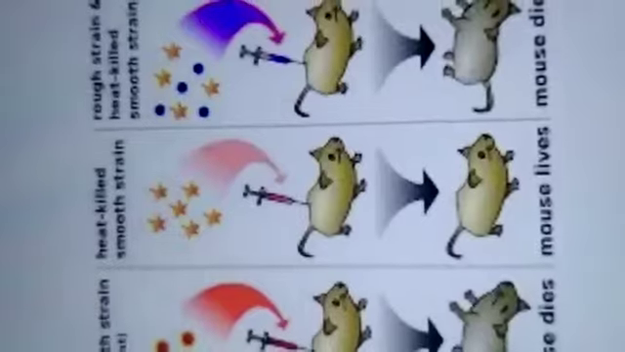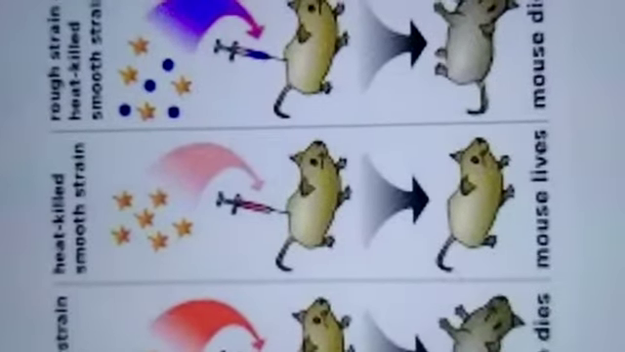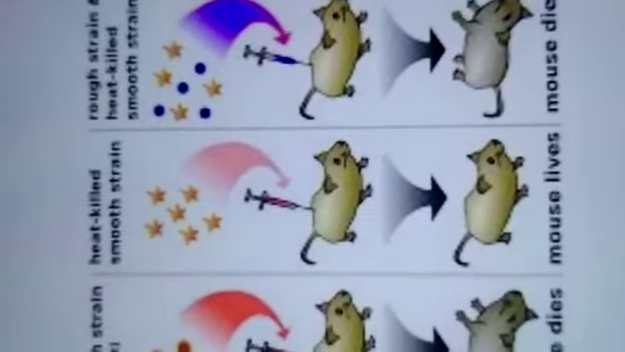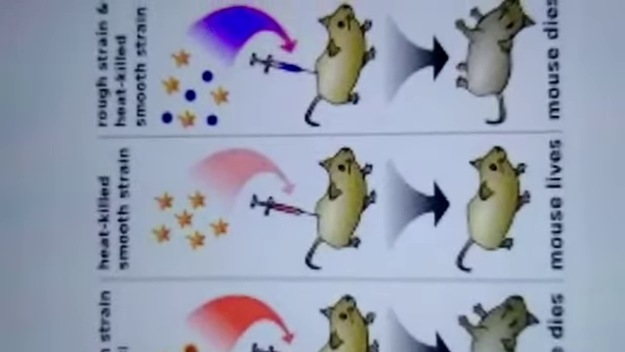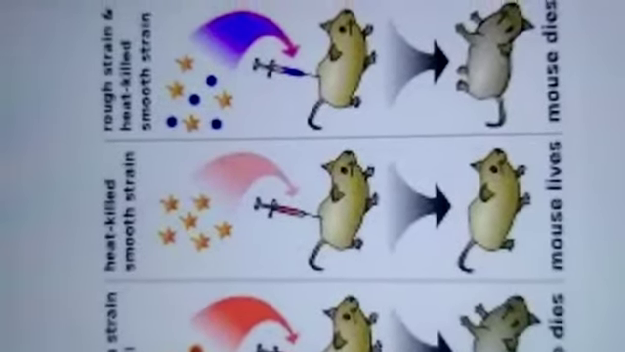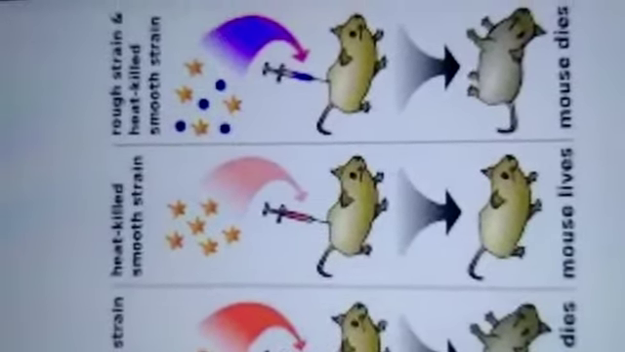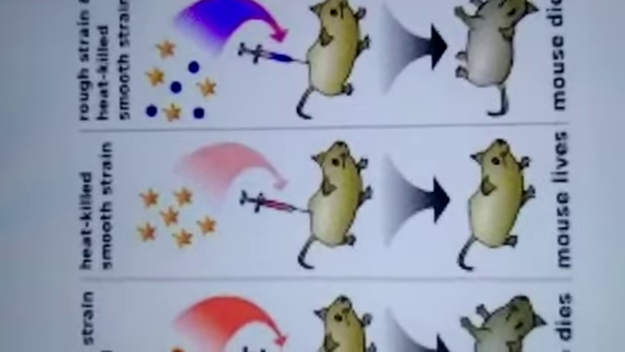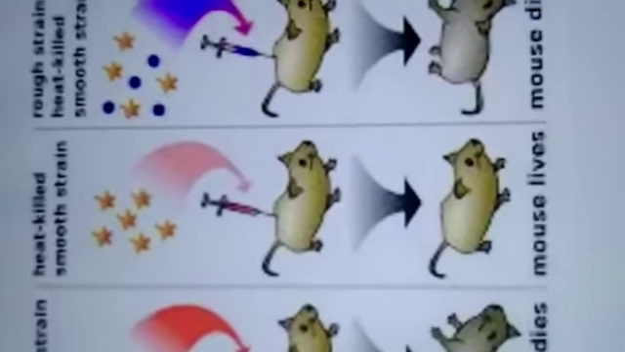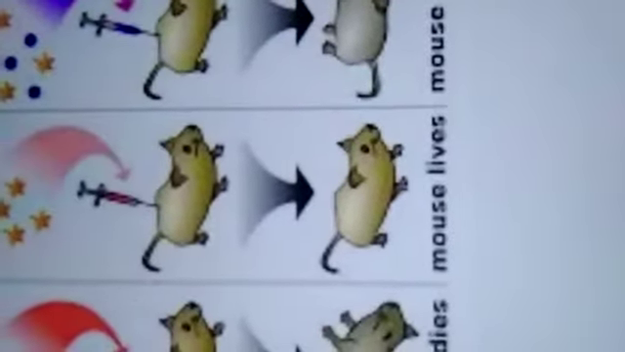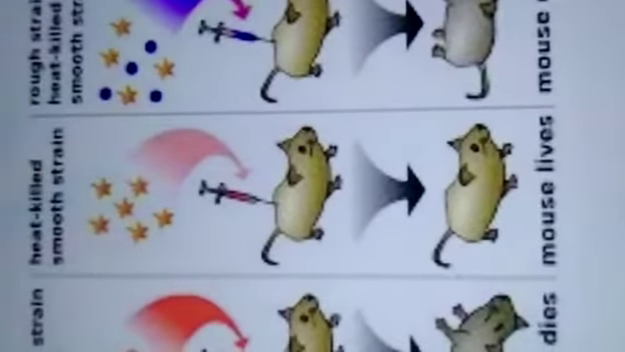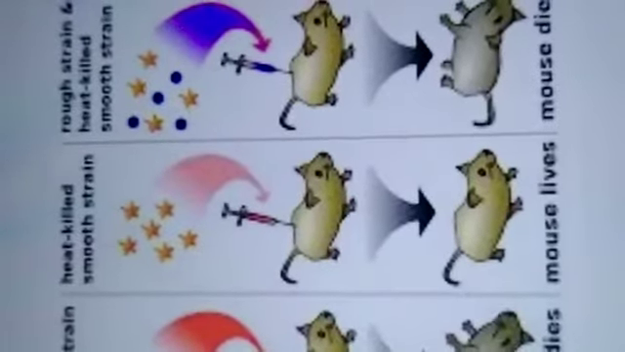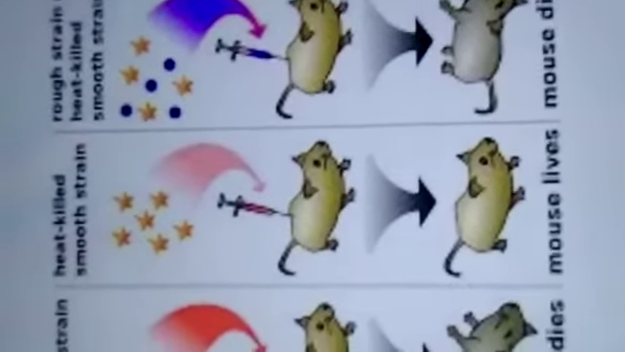Okay. Now at the third stage, he took the heat-killed smooth strain of the S strain, meaning the virulent strain. It was virulent, but it was heat killed. As you know, due to heating the microorganisms die. So in this step he injected that strain into the mouse, and now you can see that the mouse lives. No death of the mouse occurs at this stage just due to the presence of the heat-killed strain, because the bacteria were already dead.